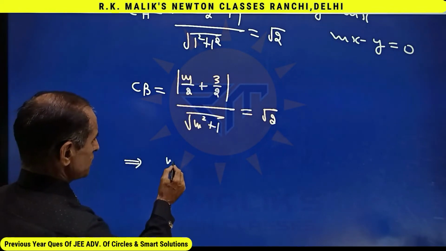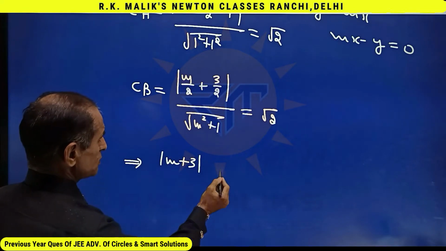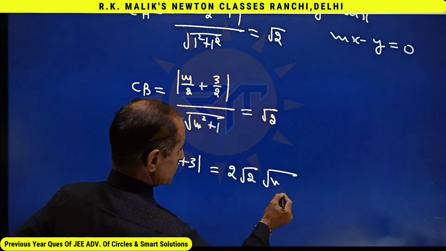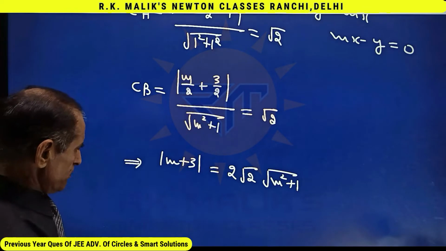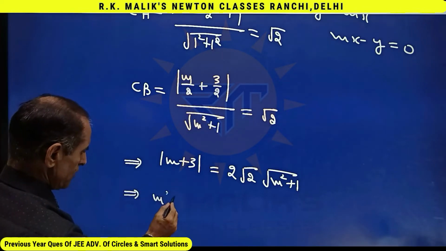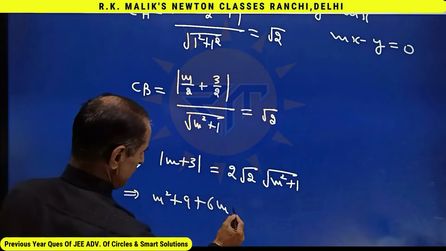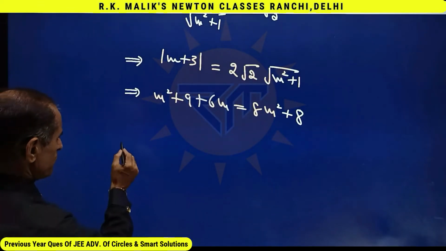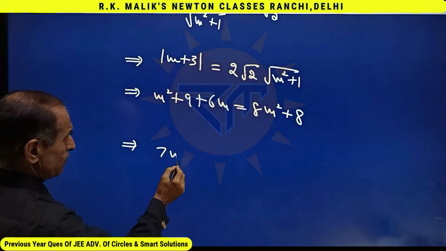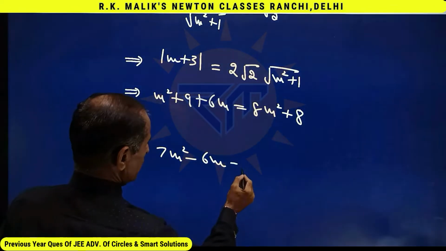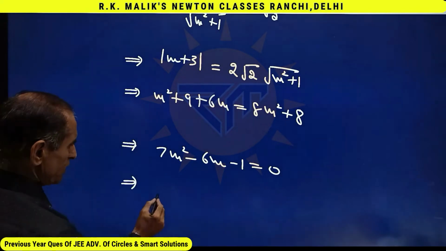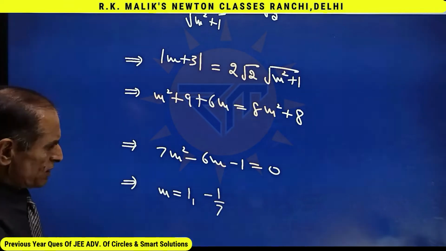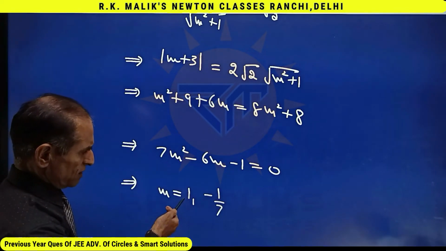That is, I get mod of m plus 3 is equal to 2 root 2 under root m square plus 1, that is m square plus 9 plus 6m equal to 8m square plus 8. That is, I get 7m square minus 6m minus 1 equal to 0. That is clearly m equal to 1 and minus 1 by 7. How have I obtained these directly?